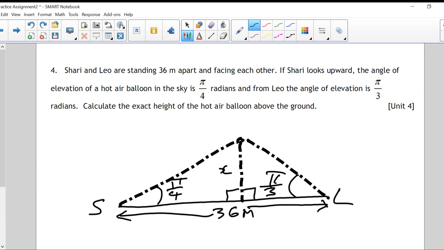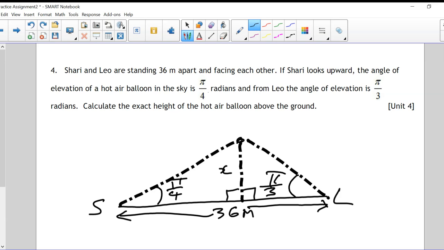Okay? And that's what we need to figure out. That's exactly what we need to figure out. So that's Shari on one side, Leo on the other, 36 meters apart, facing each other. Shari looks upward, sees the hot air balloon, at an angle of elevation pi over 4. Leo looks upward, angle of elevation pi over 3. What's the height of the balloon? And the answer needs to be in exact form.